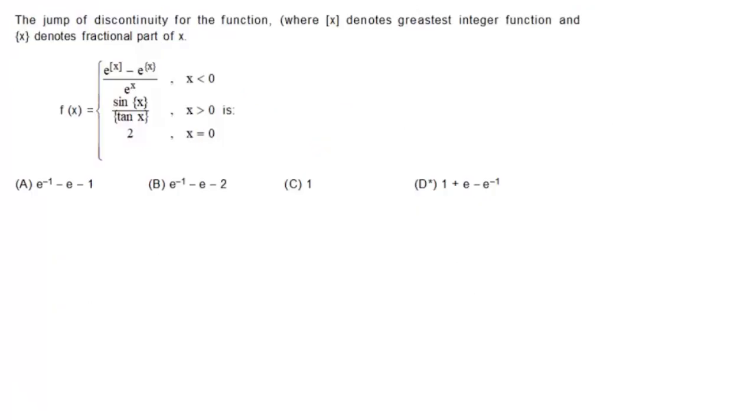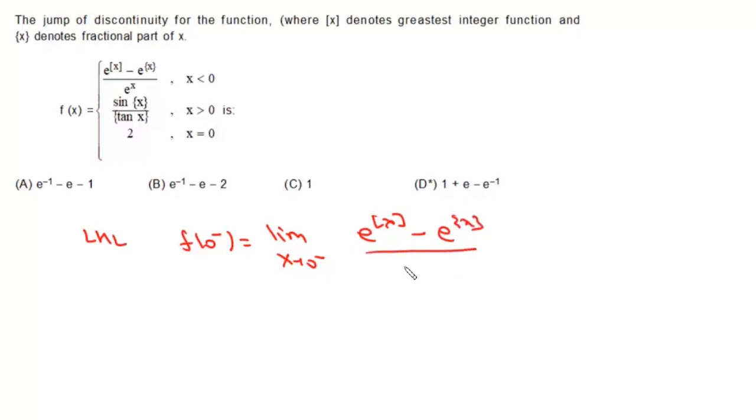Now for this question, we need to find the jump of discontinuity. If we look at its left hand limit, it will be f(0 negative), and f(0 negative) is this limit: x tends to 0 negative, of e to the power greatest integer function of x minus e to the power fractional part of x, upon e to the power x.